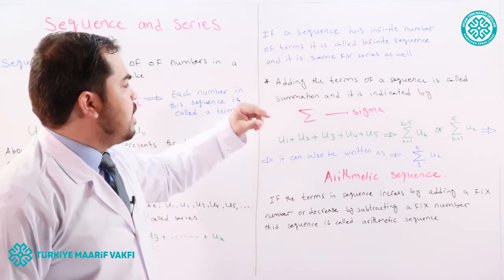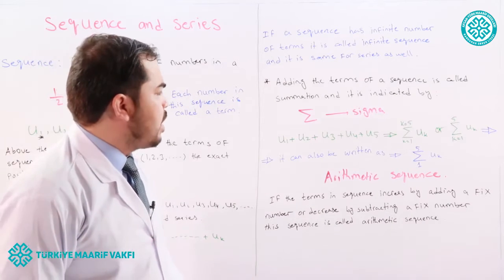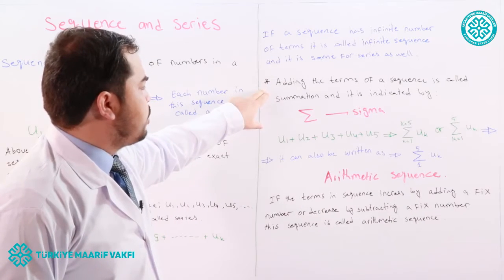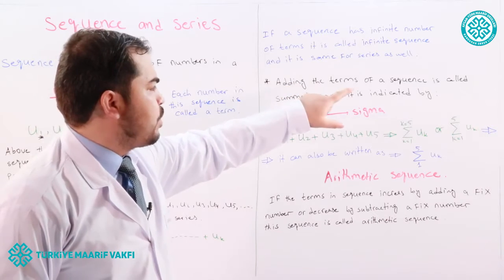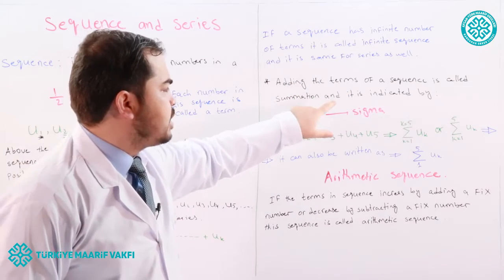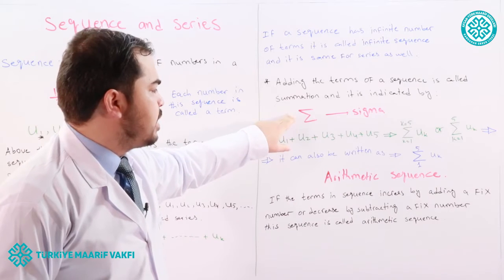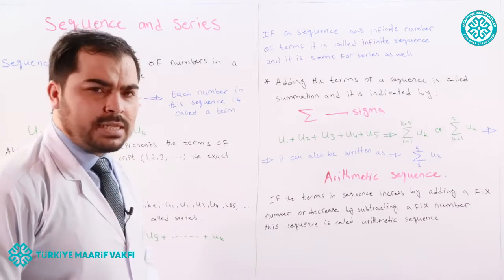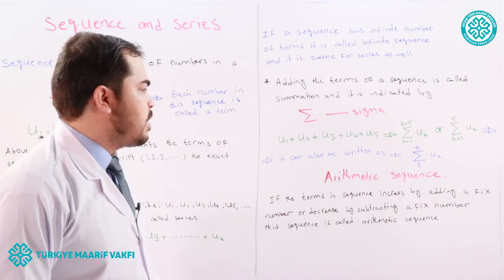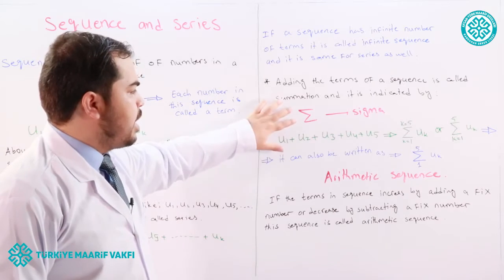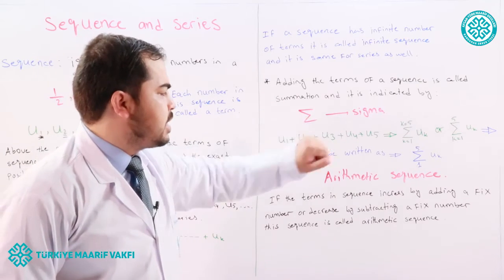Here we have another term that we have to know. Adding the terms of a sequence is called summation, and it is indicated by this sign. This is called sigma. We will study further in next lessons what sigma does and how we can do operations with sigma. This is a Greek letter, and it's called sigma.